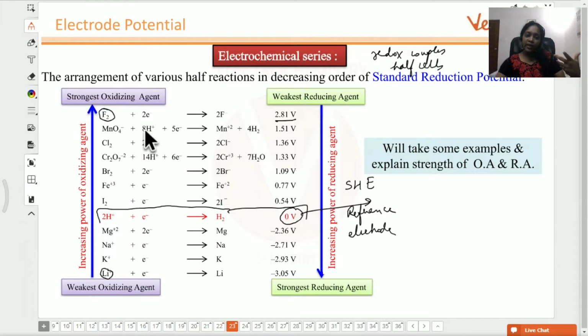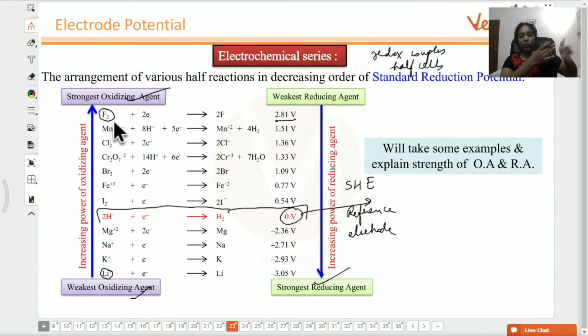Okay, so what does that mean? It means fluorine has the greatest tendency to undergo reduction. In other words, it is the strongest oxidizing agent. Is that clear? Okay, so that's the greatest tendency to undergo reduction. What about lithium here? Lithium here is minus 3.05 volt, pretty negative. So it is the weakest oxidizing agent. Not only that, it is the strongest reducing agent. Why? Because it has got the greatest tendency to lose electrons.